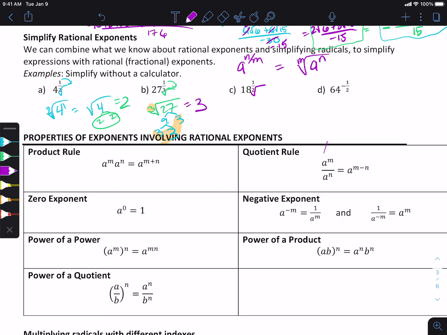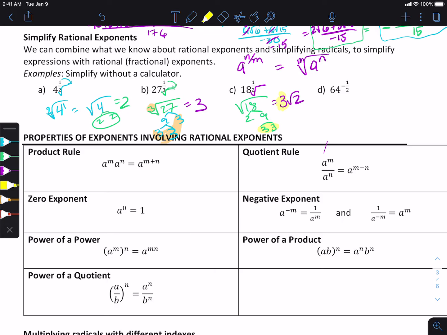If we look at our next one, the denominator is what kind of index it is. The numerator is the power. So this will be the square root of 18 to the first. Well, 18 is 2 times 9. 9 is 3 times 3. So we have a group of 3's and then a loner 2. So this turns into 3 root 2. And our 3 came out because it was a pair.